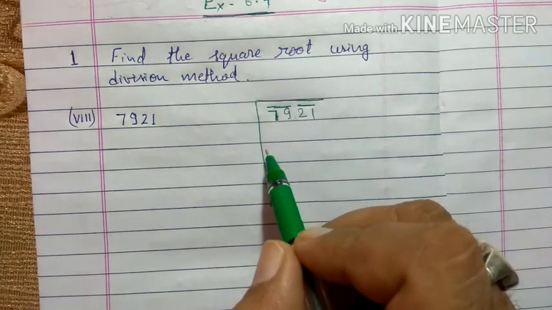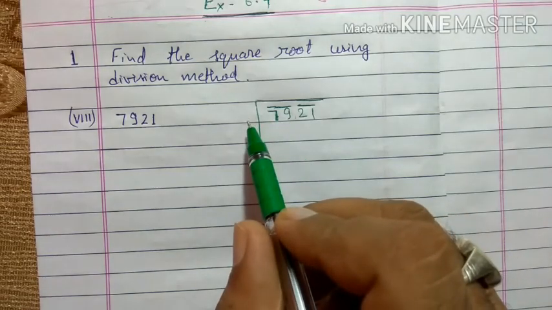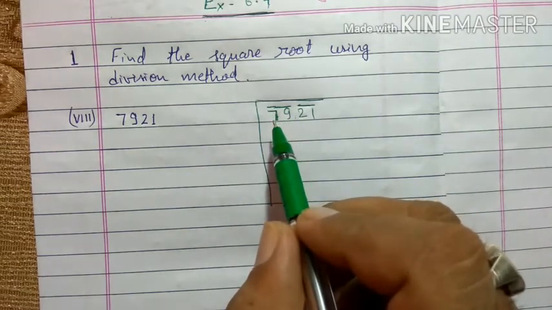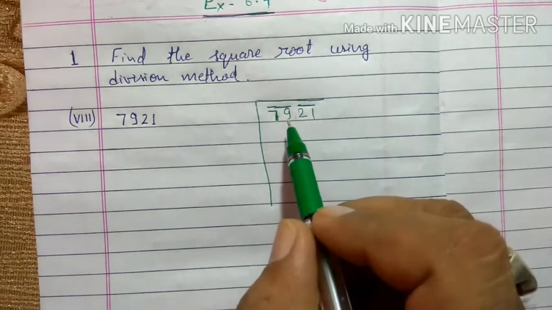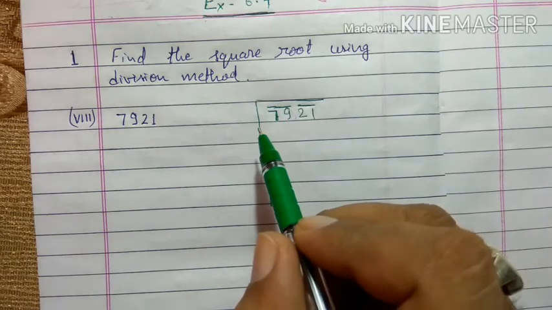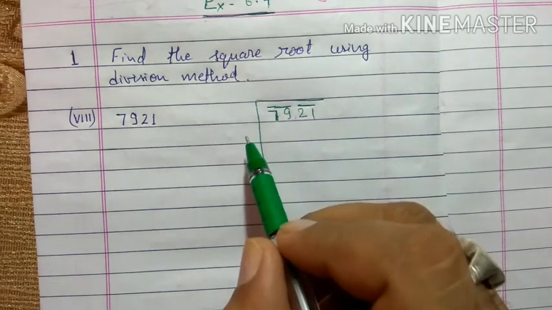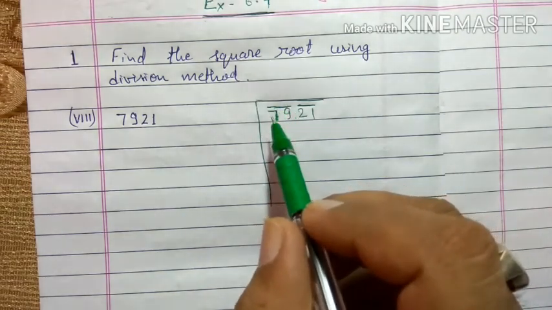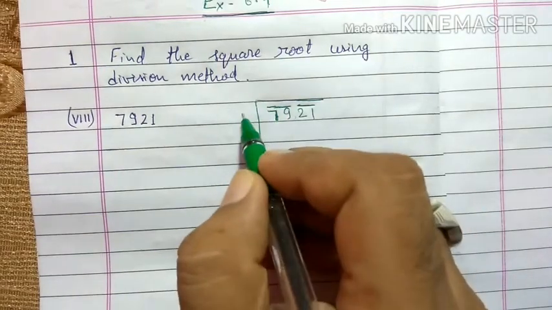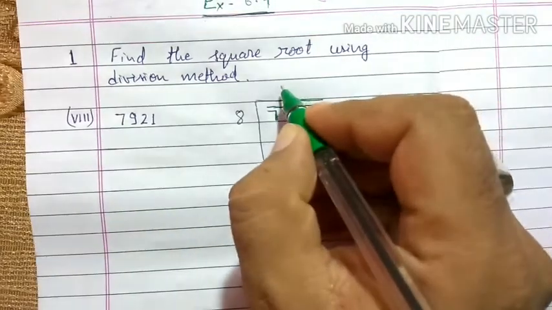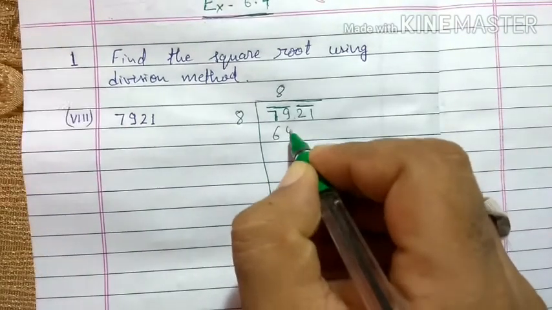So for that we take it this way: 6 sixes are 36, it is less than 79. 7 sevens are 49, 49 is less than 79. 8 eights are 64, 64 is less than 79. 9 nines are 81, 81 is bigger than 79. So we have to take 8 here, 8 eights are 64. So the first digit is 8 and here also write 8, and 8 eights are 64.